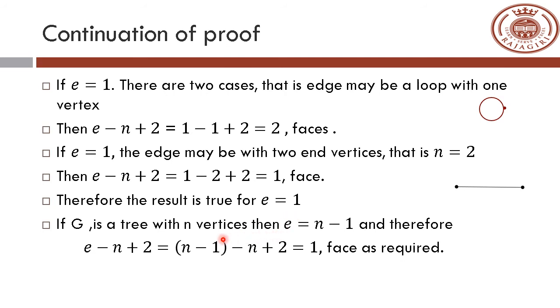Now assume that G is a tree with n vertices. In that case you will have n - 1 edges. An acyclic connected graph with n vertices is a tree, and the number of edges in a tree equals n - 1. Hence the formula e - n + 2 gives (n - 1) - n + 2 = 1 face. In the case of a tree, you will have only one face, that is the infinite region.